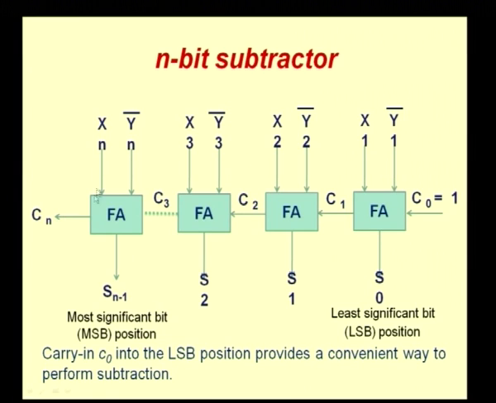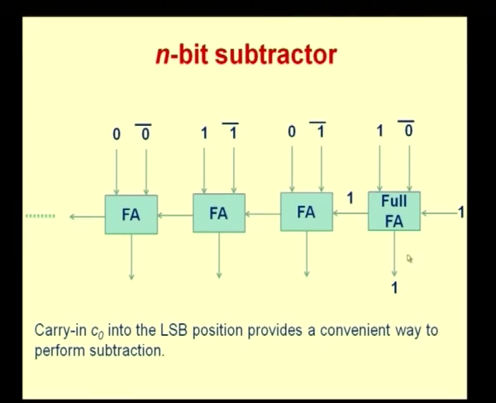So, look at what is happening here. All I do is, given the same inputs, invert these, feed in a 1 through the C naught and just do the addition. The output that you have will be the subtraction of y from x. Okay. This is how we use the same circuitry for addition for doing subtraction as well. So, just an example to show how that is done.